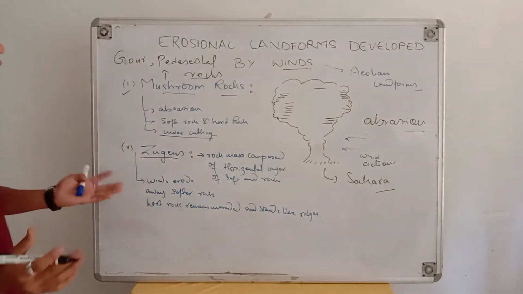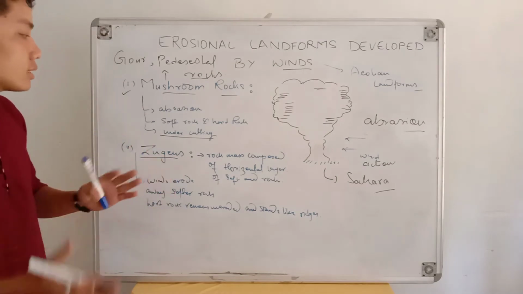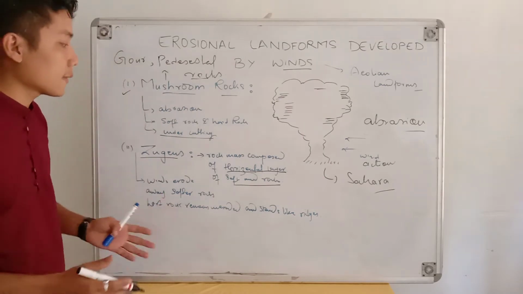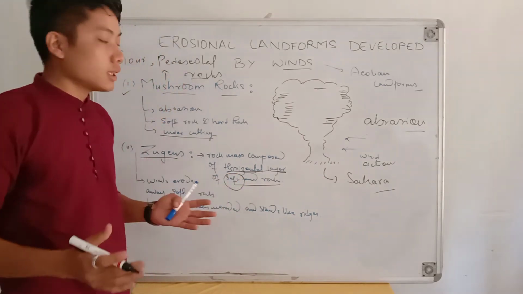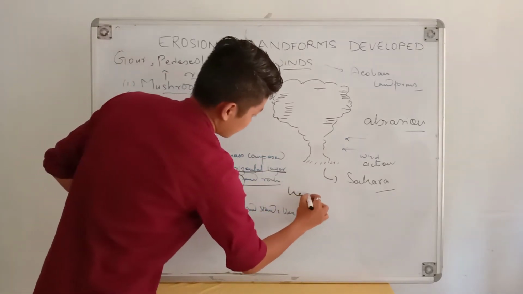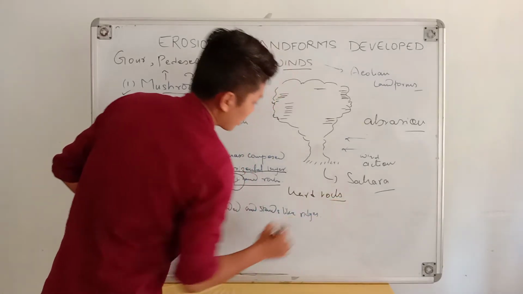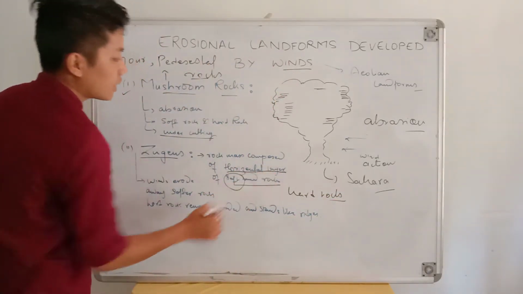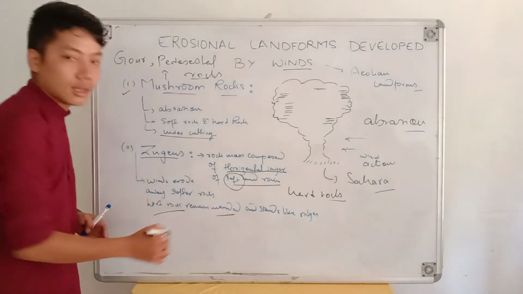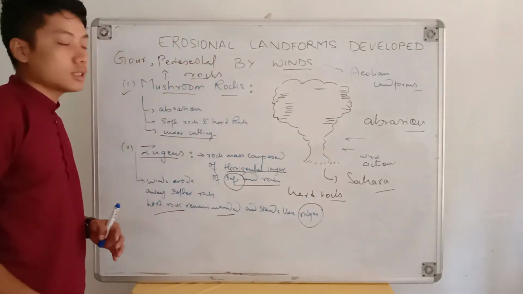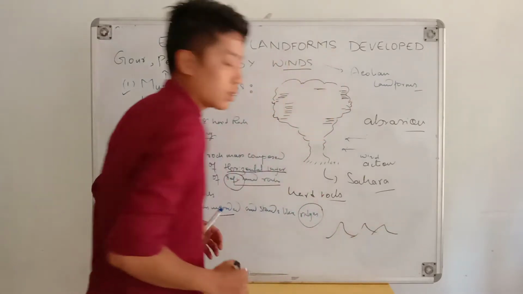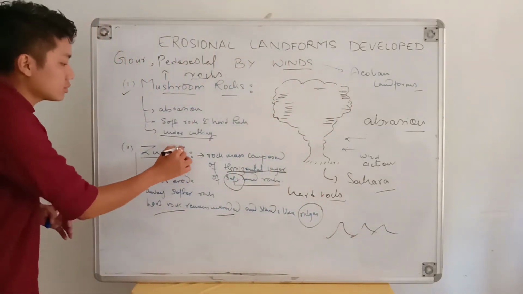Next we have Zeugen. So what is a Zeugen? Sometimes rocks are arranged in horizontal layers of soft and hard rocks. The soft rock is mostly eroded by the winds, not the hard rocks. So all the soft rocks which are horizontally arranged are eroded by the wind, and the hard rock remains uneroded and stands like a ridge. A ridge is a chain of small mounds and hills like this one. This type of landform is called Zeugen.